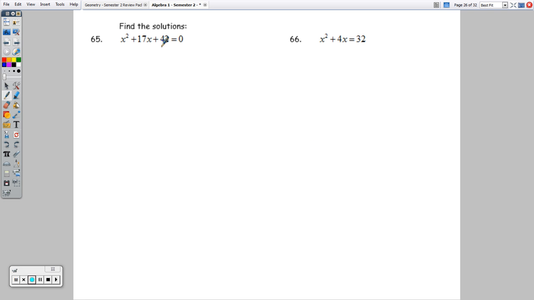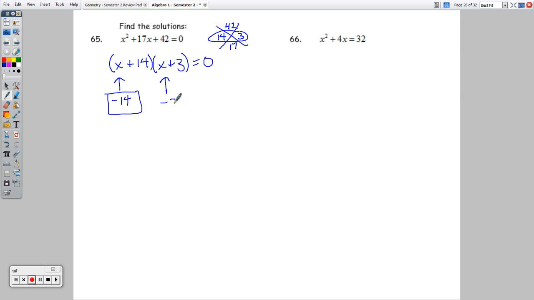65. Find the solution. So we're still going to factor. If you think about the factors of 42 and 17, we would have 14 and 3. That would multiply to 42 and add to 17. So you could split this up like this. And then you're thinking, what makes this factor 0? Because that would make the whole equation 0. So negative 14 would do that. And then what makes this factor 0? That would be negative 3. So those are your two solutions.